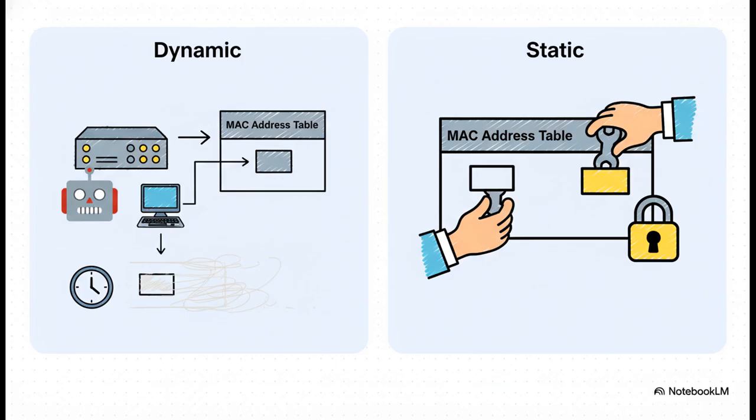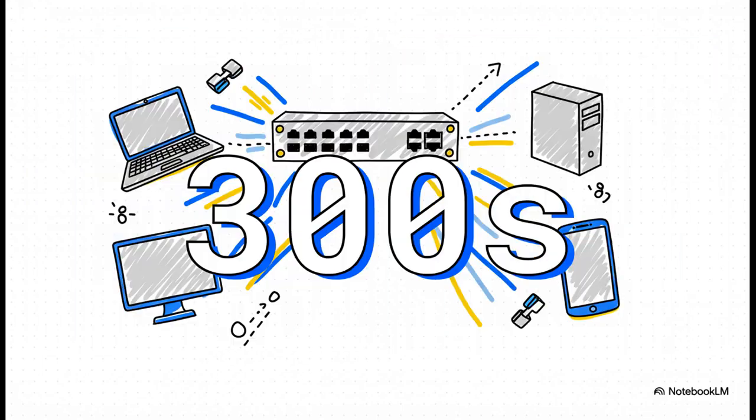Static addresses, on the other hand, are put there by a human. They never expire, and they even stick around if the switch gets rebooted. You'd probably do this for a super important server, just to make sure the switch never, ever forgets where it is. Speaking of aging out, what's the deal with that?